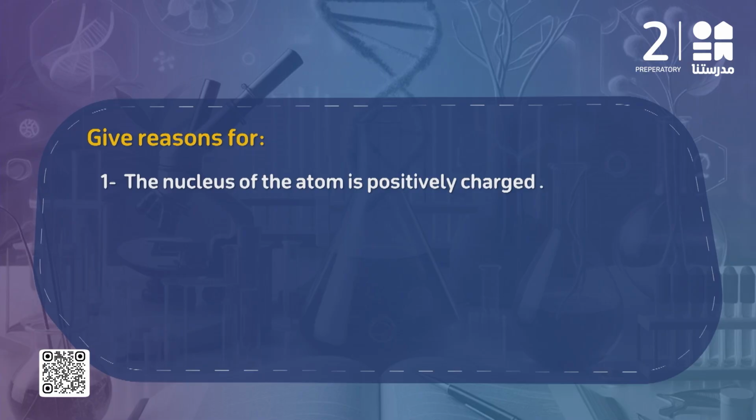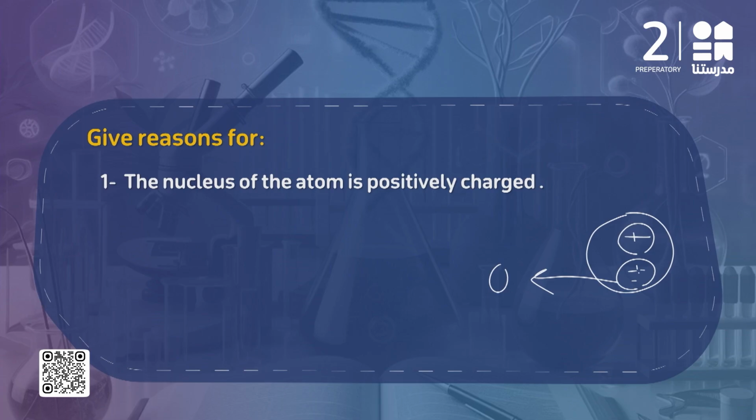Here the question says the nucleus of the atom is positively charged. We said that inside the nucleus we have both protons and neutrons. The neutrons have a neutral charge, which means zero charge, but the protons are positively charged. Since the neutrons in the nucleus have no charge, all the charge goes to the protons, which are positively charged, so the charge of the nucleus will be positively charged.